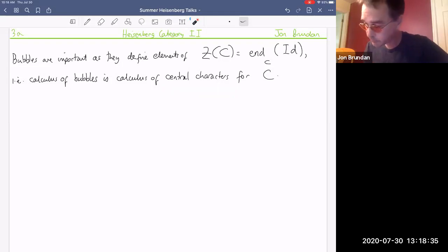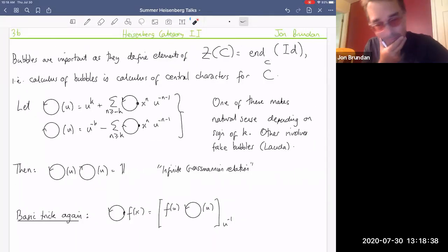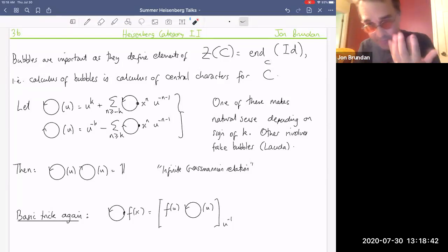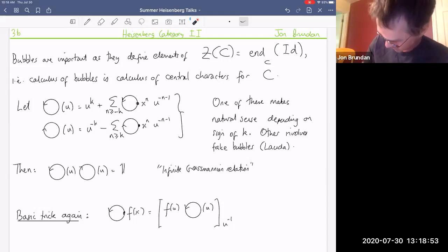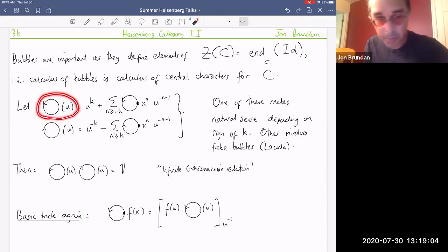So I'm happily spending another 10 or so minutes kind of training you up in these generating function techniques, because really the same tools you use in all of these diagrammatic categories, and I think it's an important technique to see. So what I want to do is put these dotted bubbles together into a generating function as well. So this is the counterclockwise bubble generating function, right? Bubble of u.